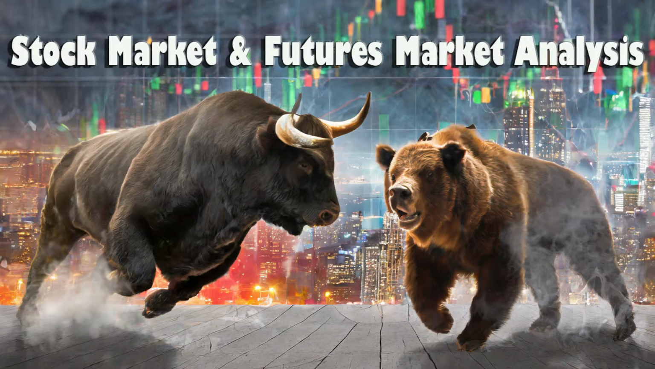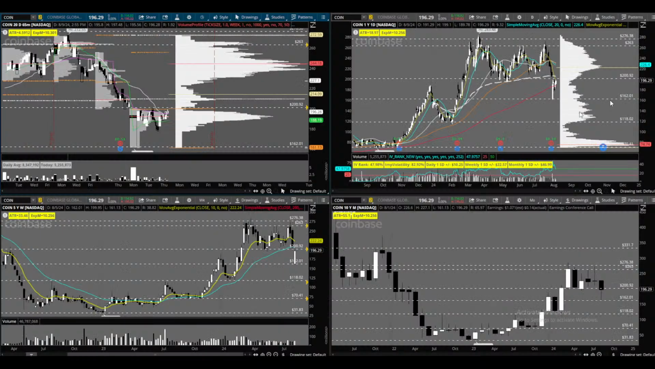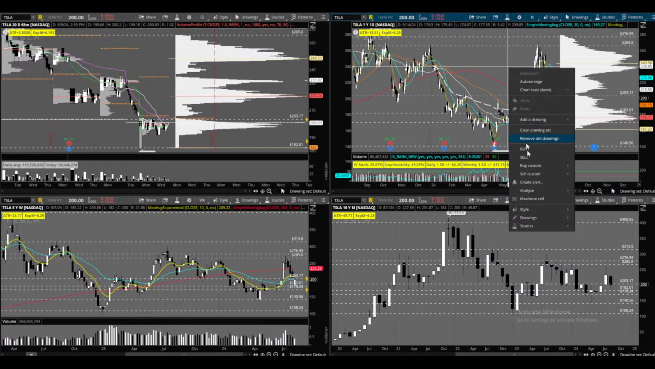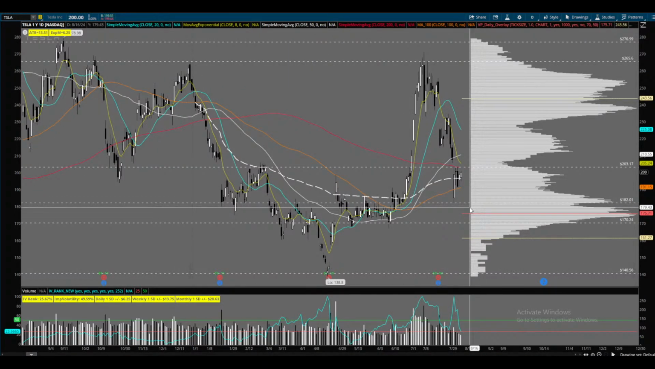Okay. Let's go to here and let's look at Tesla, because Tesla is just garbage right now. First thing we're going to look at is this daily chart, and look at the garbage.